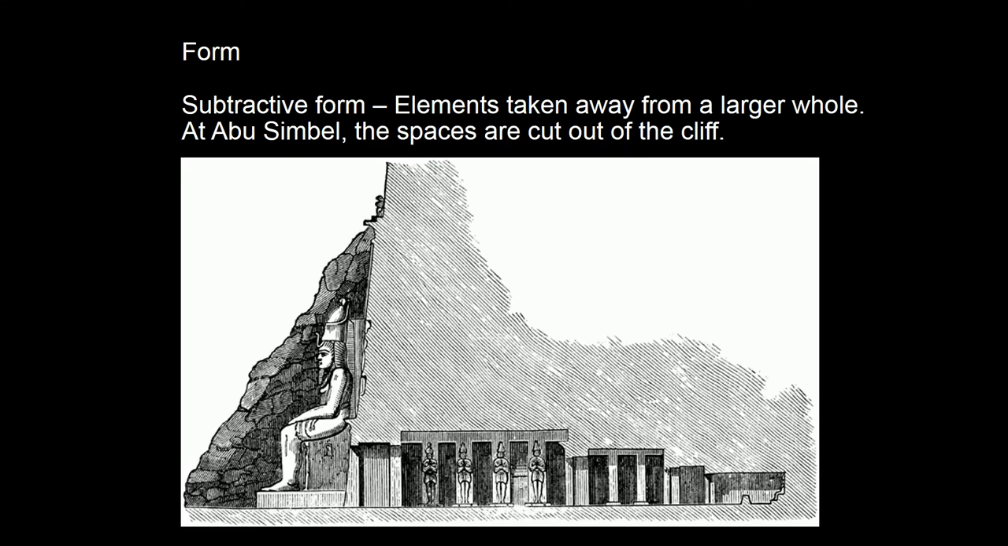On from this to subtractive forms, right? And subtractive forms, you might think of them as form, but you can also think of them as process. So this is Abu Simbel, which actually got moved, so it's not in its original place. They flooded the Aswan Dam, and when they did, this would have been underwater, and that would have caused problems. So they actually moved it.